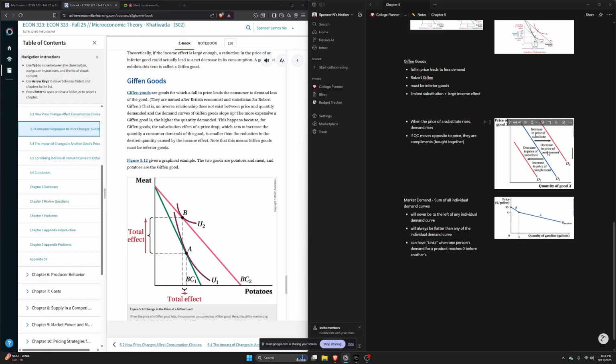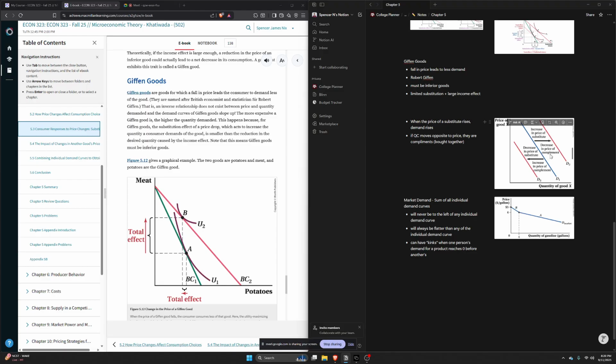So if there's an increase in the price of Coke, then I'm more likely to buy Dr. Pepper. And the opposite is true. If there's a decrease in the price of Dr. Pepper, then I'm more likely to buy Dr. Pepper and less likely to buy Coke. Complements would be the opposite of this. It would be like chips and queso, or the perfect complement would be like left shoe, right shoe.